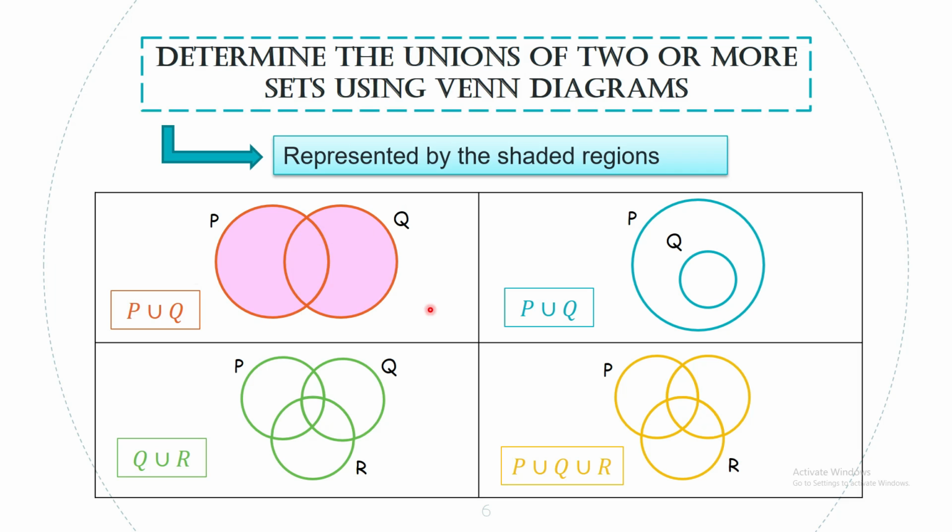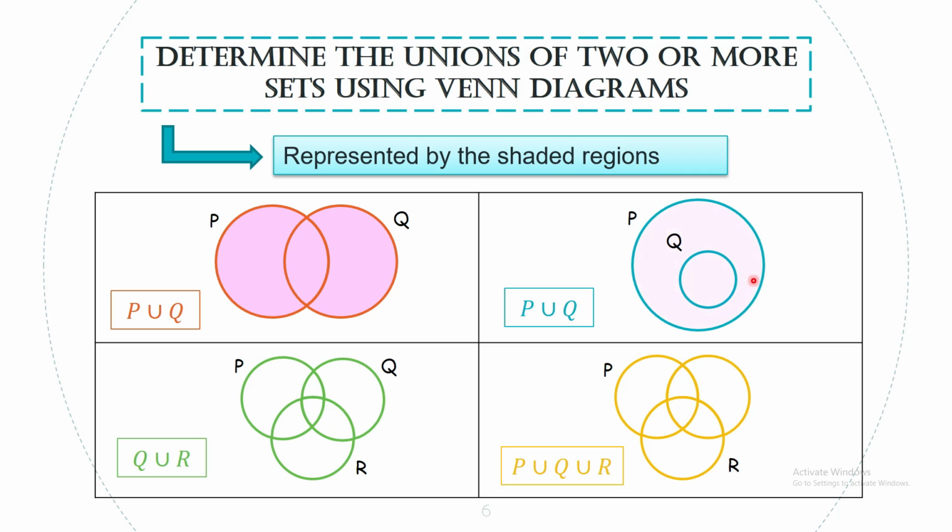And next we take a look at this kind of Venn diagram. P union Q: the big circle is set P and the small circle is set Q. So P union Q will be combined together, and we shade this region.